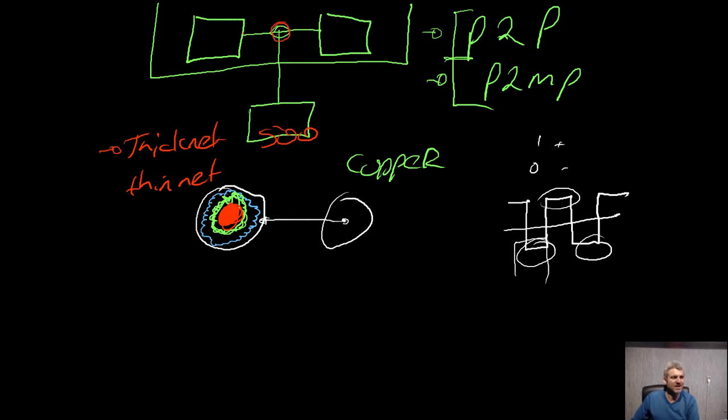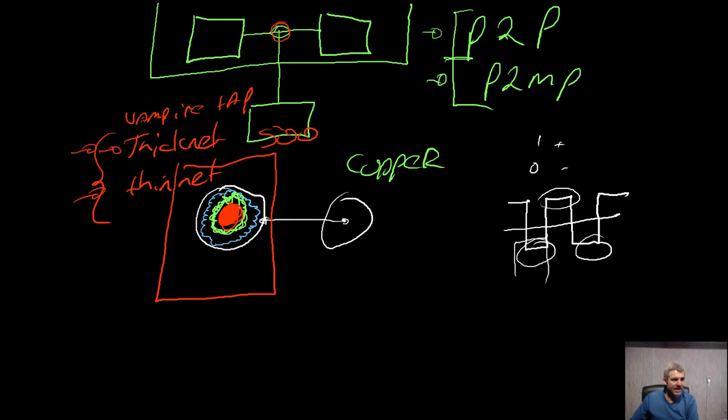So what they would do is combine the two in the old days and come up with a thick net / thin net combination. Now they had different types of connectors to do all of this, and they had something like a vampire tap. It was actually a device that you would slot over here. Inside this device, it had two pins, a pin that would go into the core and another pin that would go into the mesh, to take out the noise.